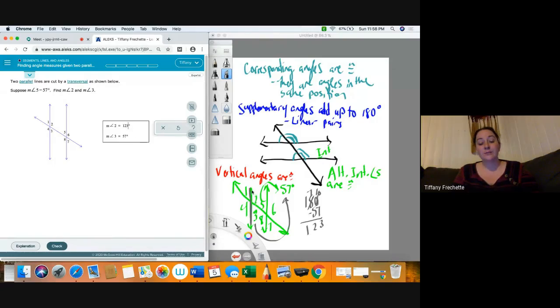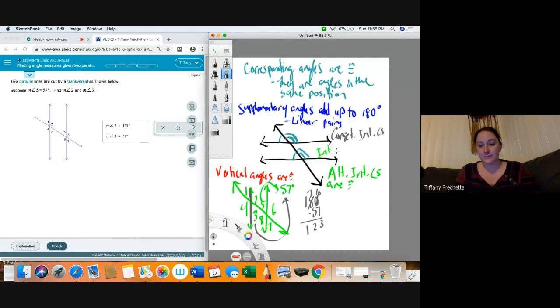So consecutive interior angles, we can write this up here. I'm not going to be able to write consecutive. All right, interior angles add up to 180. So that's also another thing. So if they're interior and they're one right after the other, so like 2 and 5 or 3 and 8, they have to add up to 180 degrees.